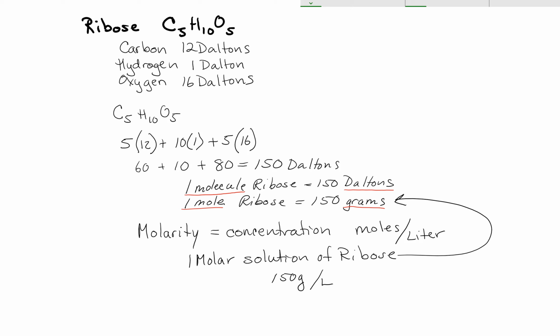Now let me ask you another question. What if instead of a 1 molar solution, I needed a 2 molar solution of ribose? How much ribose would I measure out? Well, if 1 mole has a mass of 150 grams, then you would simply want double that, right? So 2 times 150 grams per 1 liter. So that would be 300 grams of ribose per liter of solution.